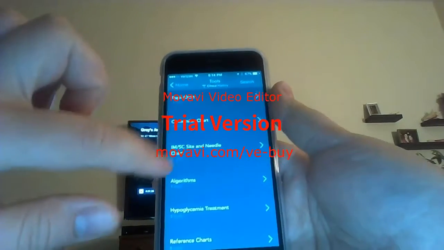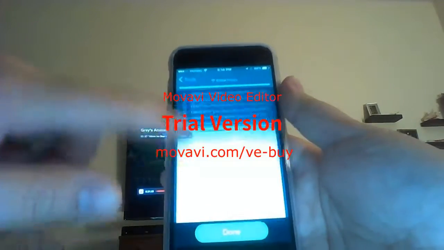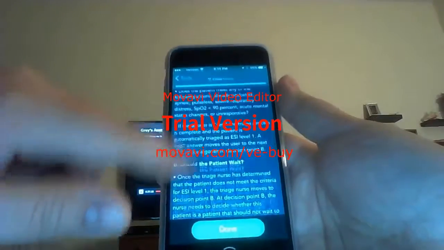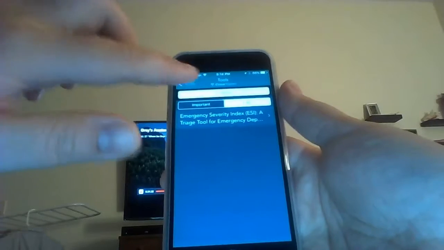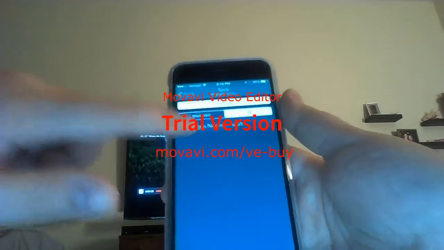You can have algorithms, different ones that everyone in healthcare can use. And then how many resources you need. And then there's one for vital signs. You do adult vital signs.